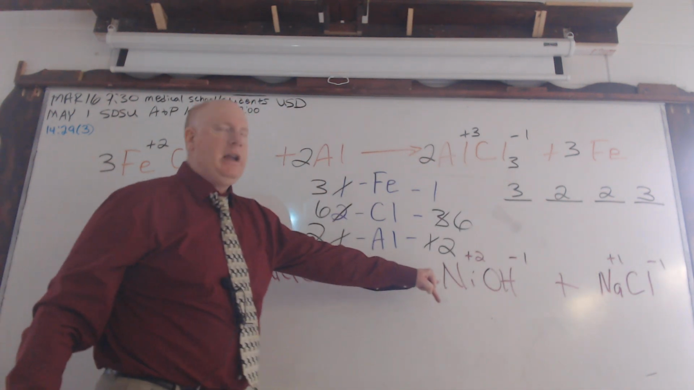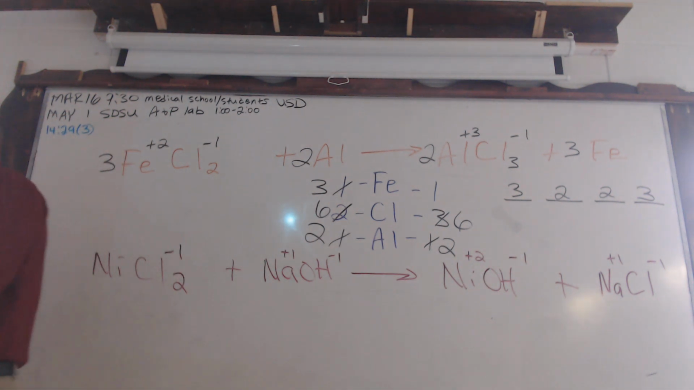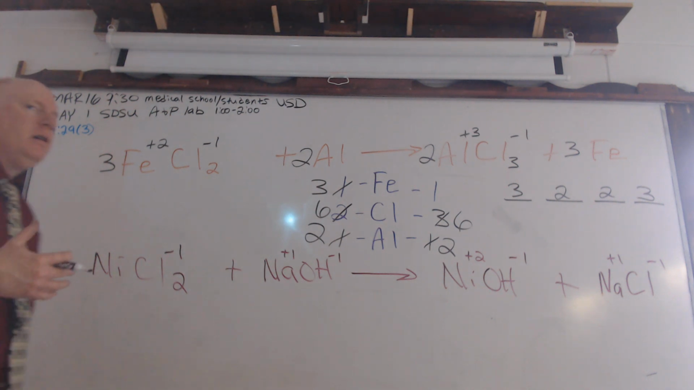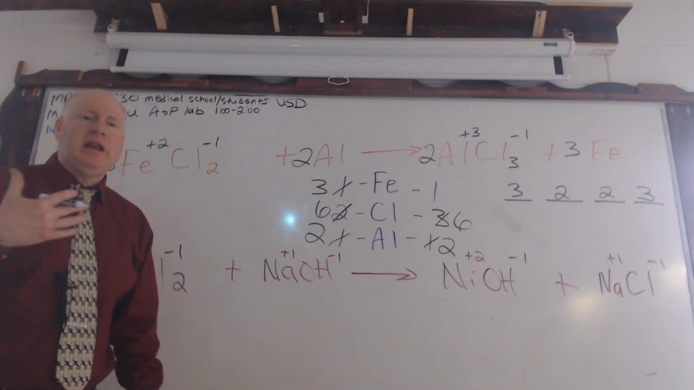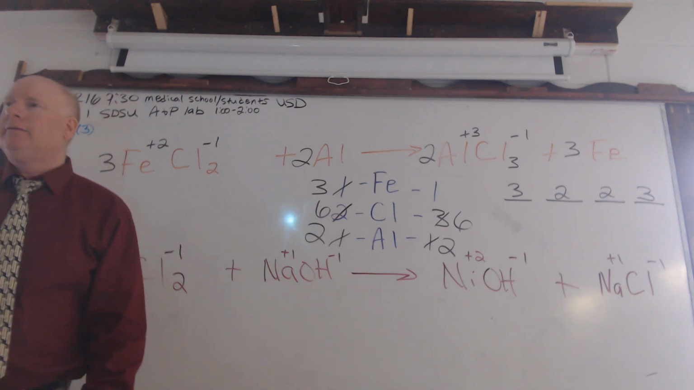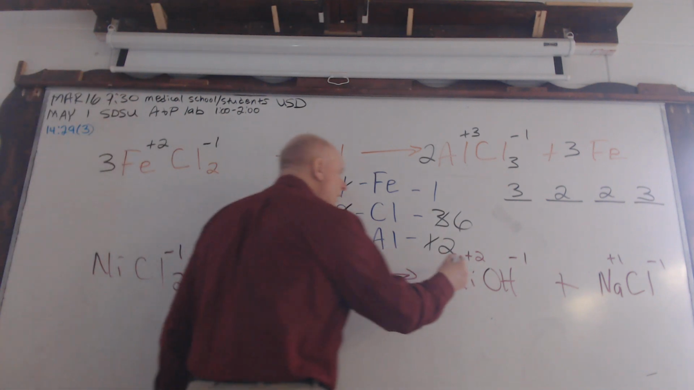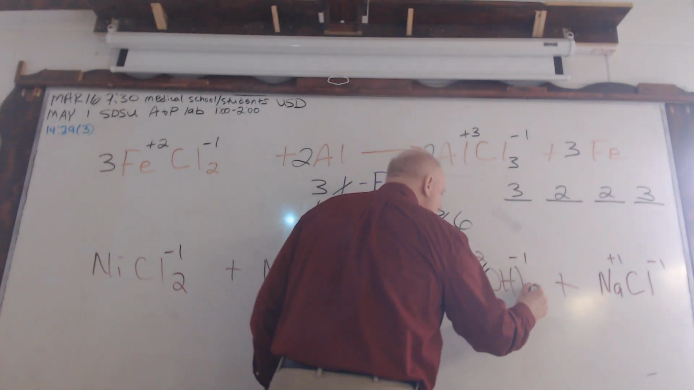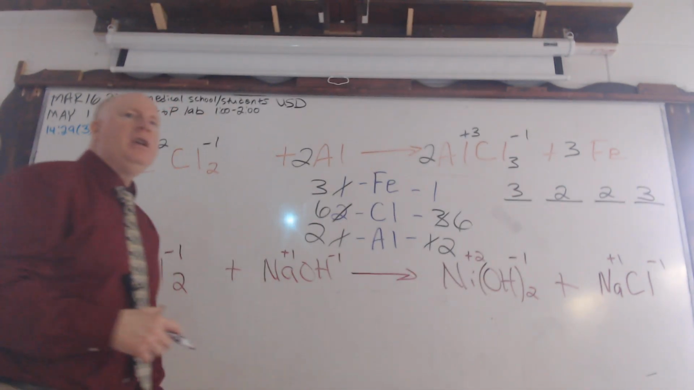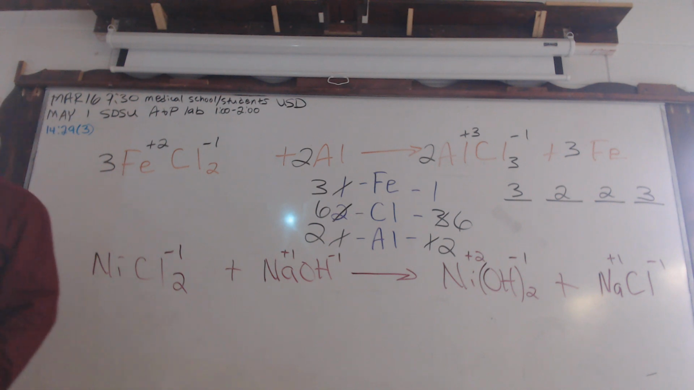But this does not add up to 0. How many hydroxide ions do we have right now? 1. But how many hydroxide ions do we need? 2. We need 2 of them. So be careful on how you say 2 hydroxide ions. You have to put this in parentheses. Now it is written correctly, and we can proceed.